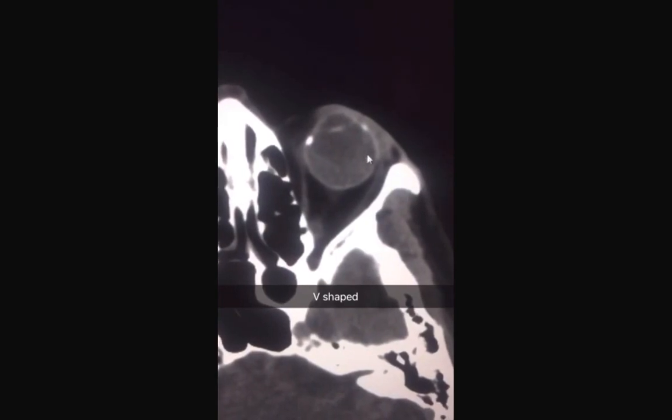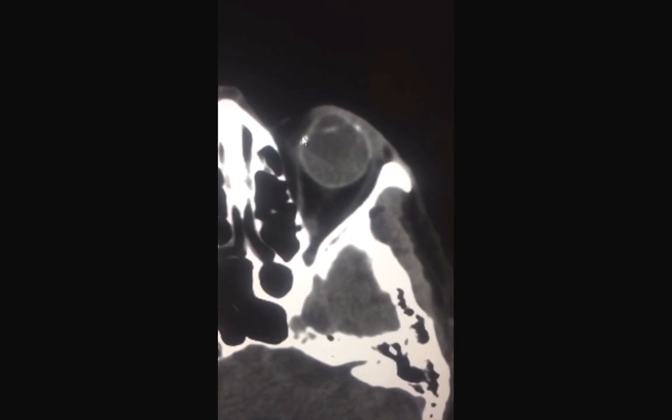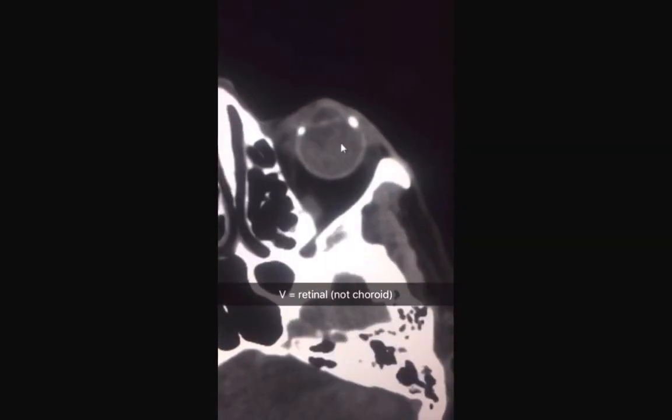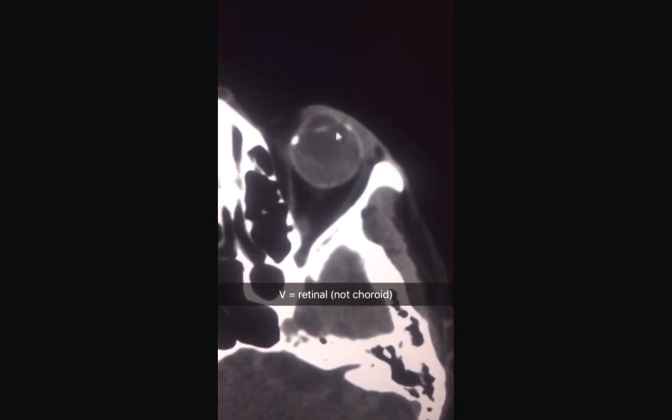It's very important to notice this well-defined V-shaped configuration that does not extend beyond 2 or 10 o'clock. This tells us that this bleed is underneath a membrane that's confined by the ora serrata, which is the retina. So V-shaped appearance confined by the ora serrata at 2 and 10 o'clock is consistent with retinal detachment.